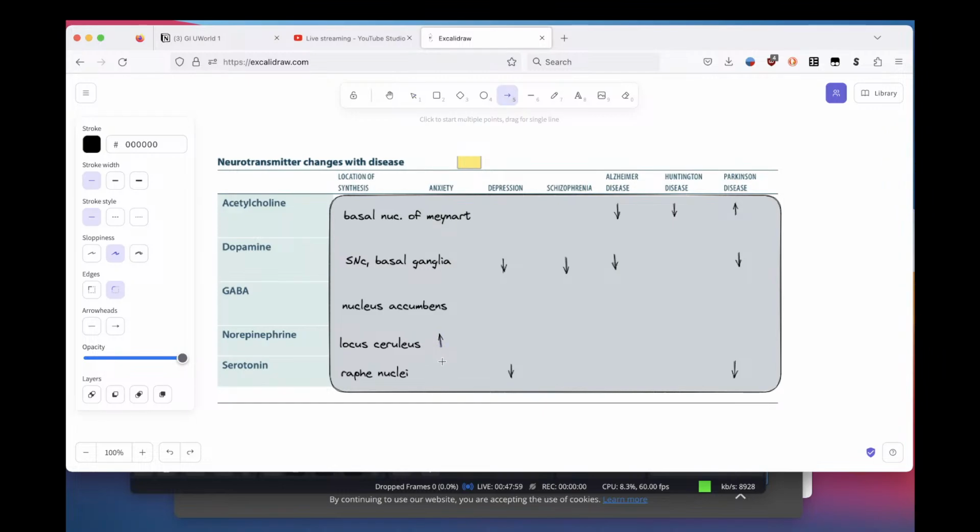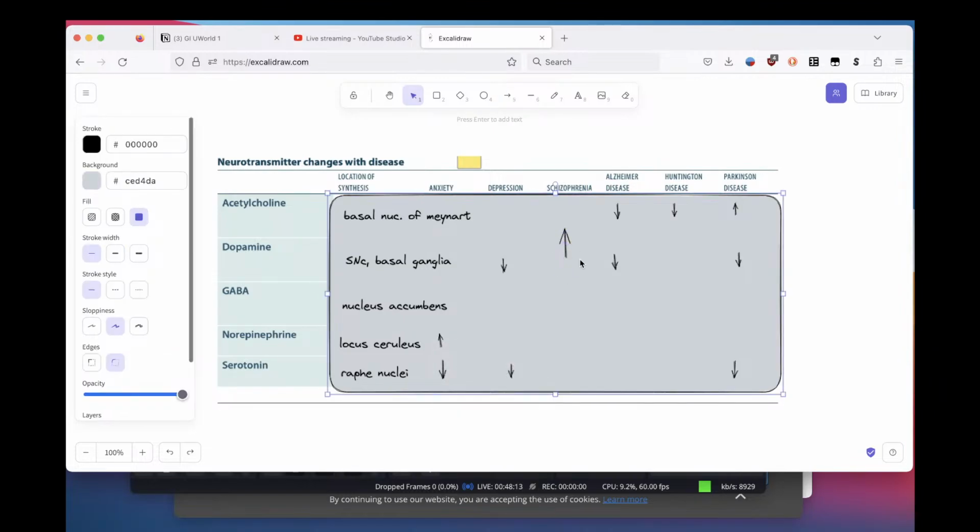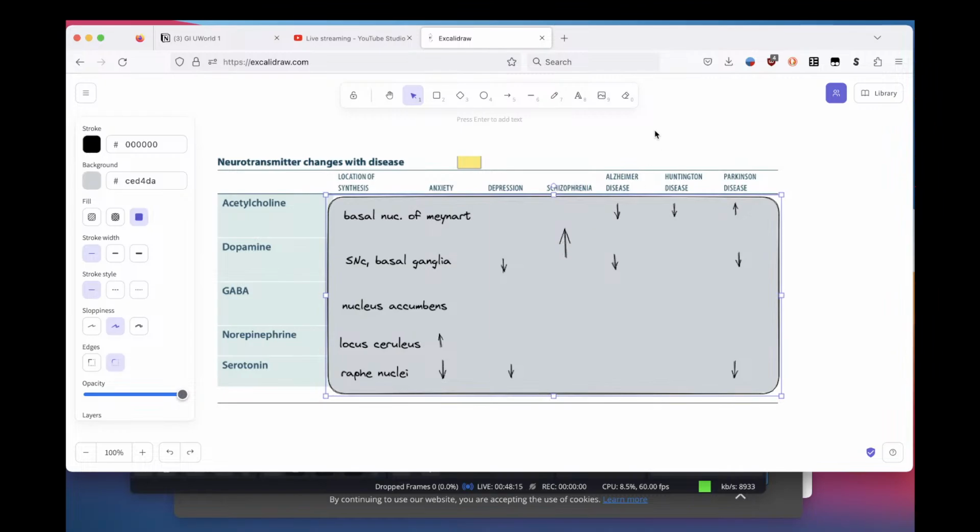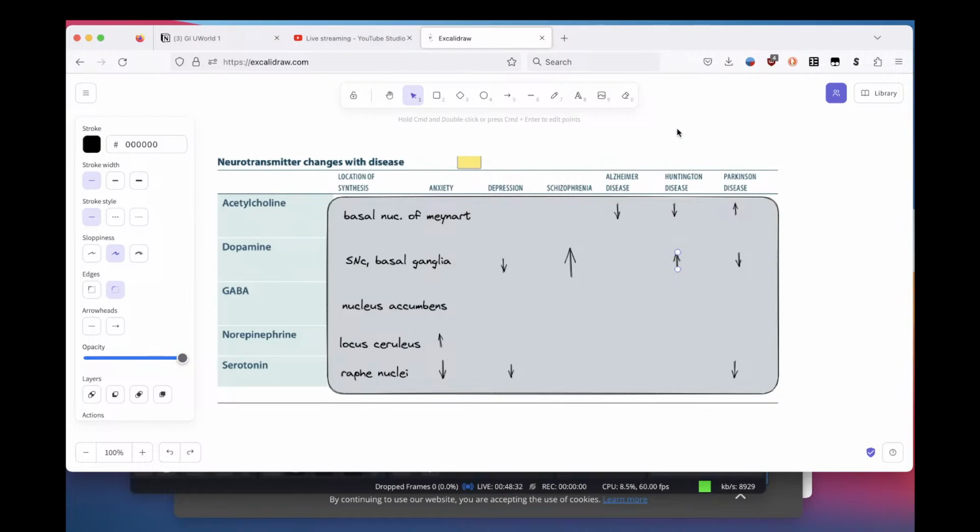And your serotonin is down in anxiety. Your GABA is going to be down in whichever things it's down in. Okay, but actually in schizophrenia, let me fix this. In schizophrenia, dopamine is up. In Alzheimer's disease, in Huntington's disease, dopamine is up, but is decreased in Parkinson's.